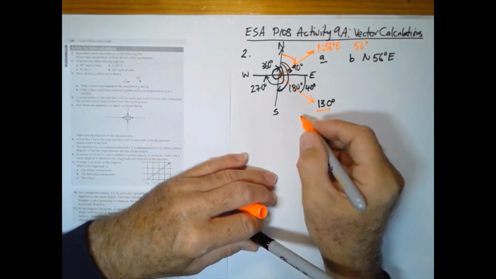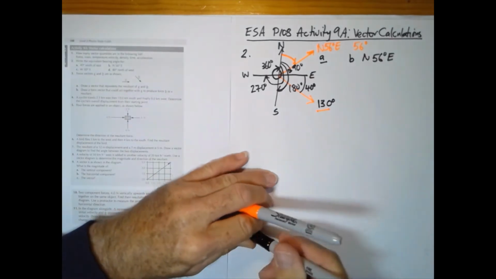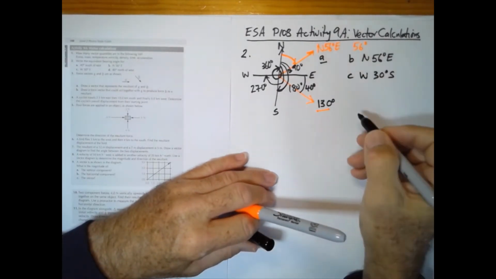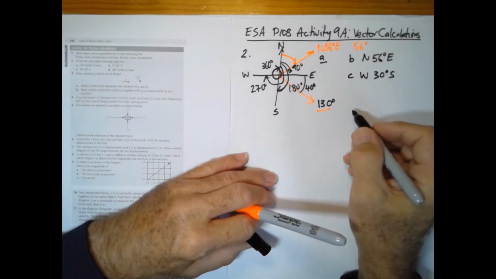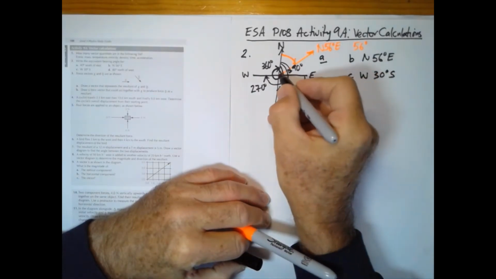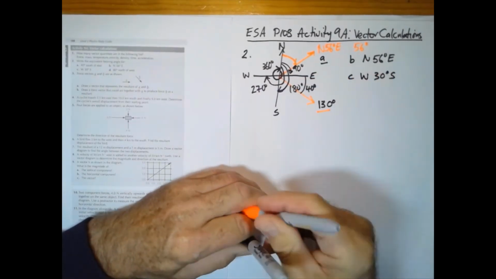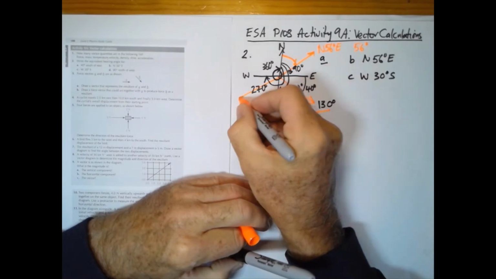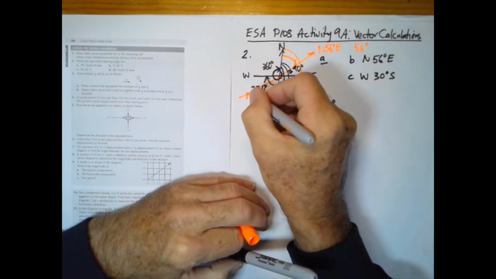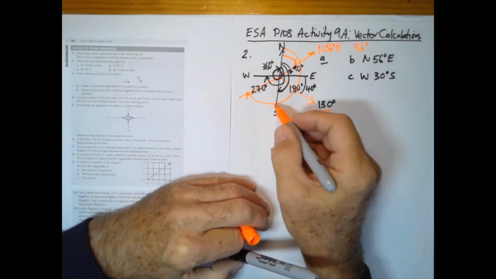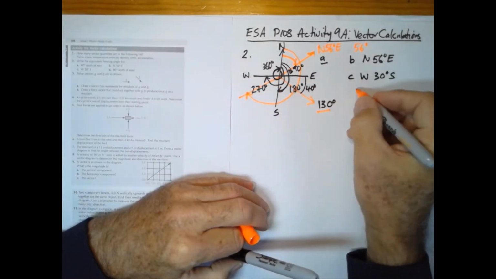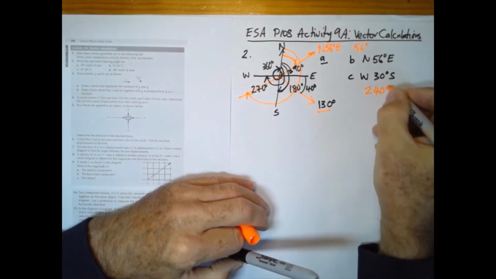Okay, part C. What is west 30 degrees south? West, but 30 degrees south of west, that's about there. So what is this angle here? 270 minus 30 is a bearing of 240 degrees.